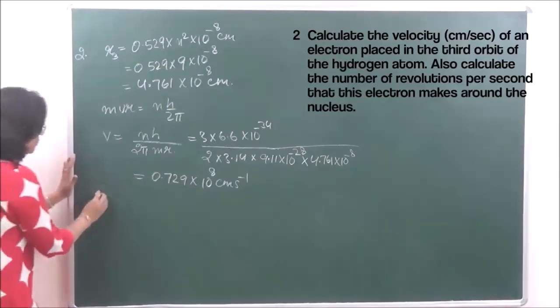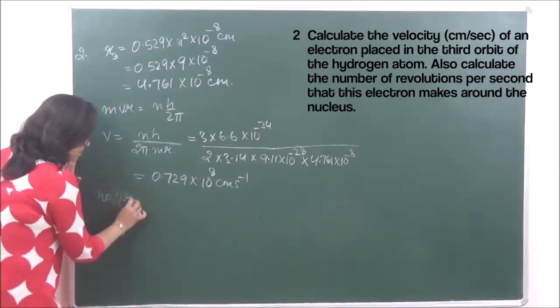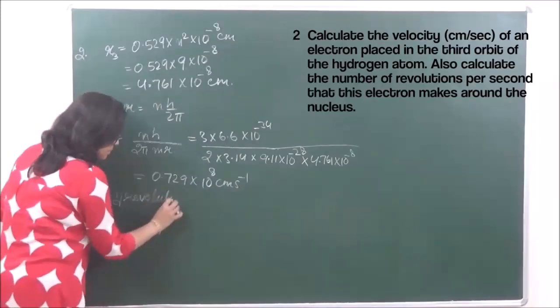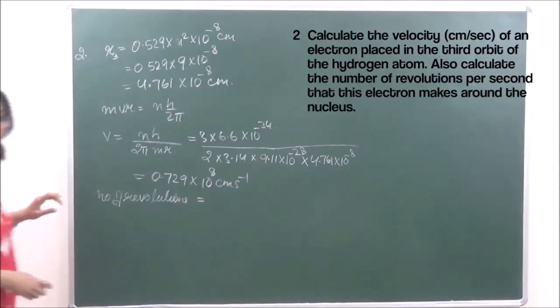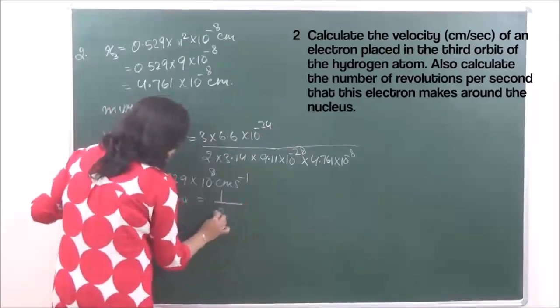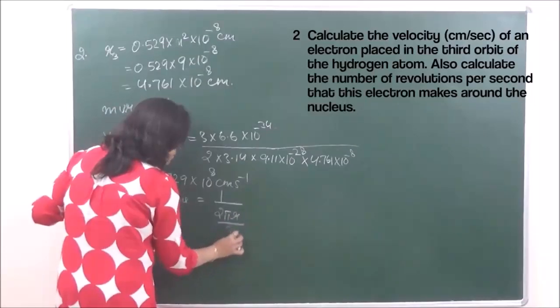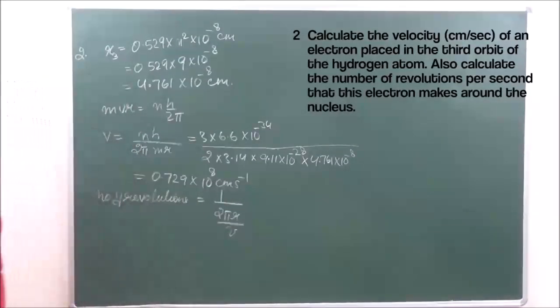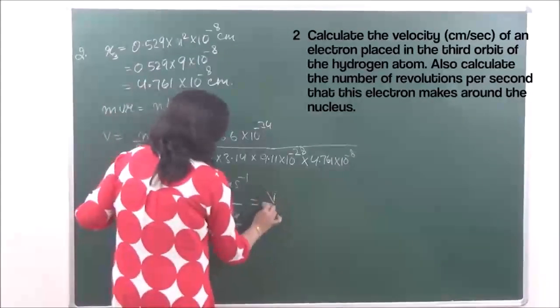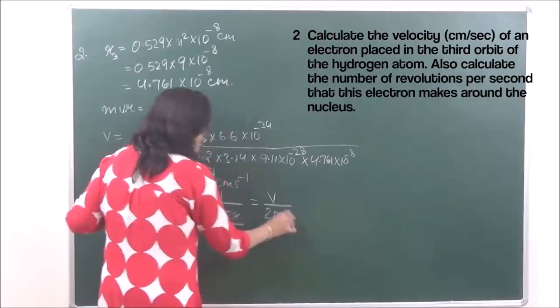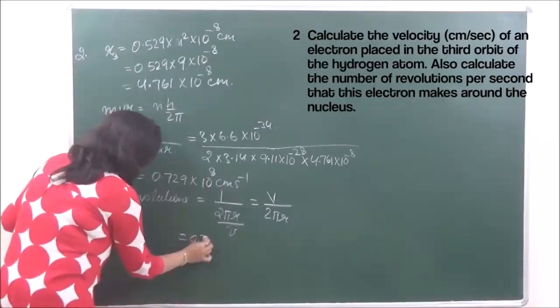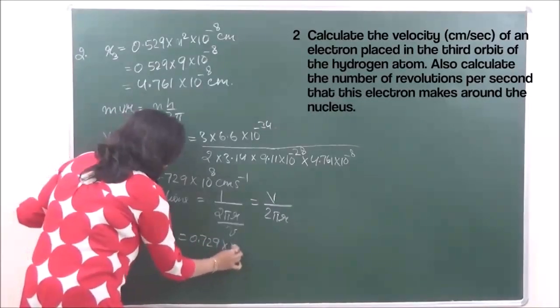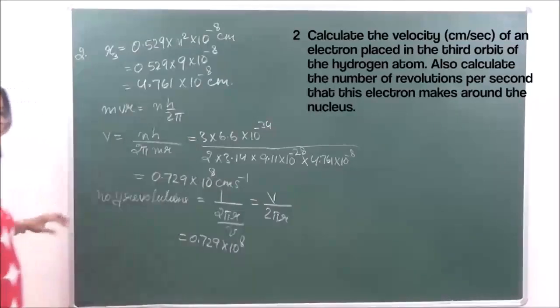So the formula for that would be number of revolutions per second, that is given by 1 upon time period, 2 pi r upon velocity. Okay? So this comes to velocity upon 2 pi r. Let's put in the values. The velocity is 0.729 into 10 raised to power 8.